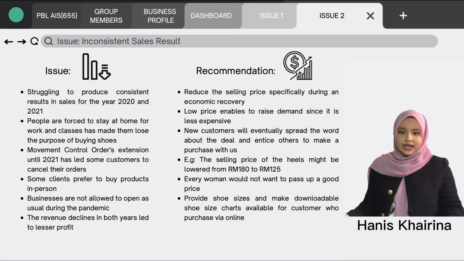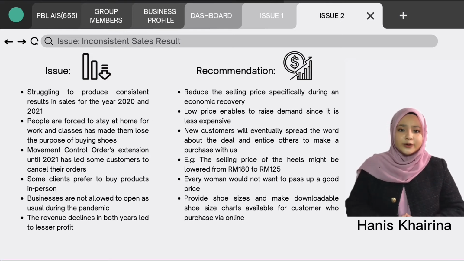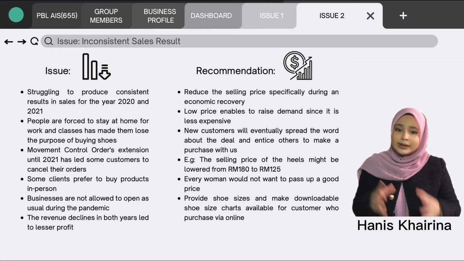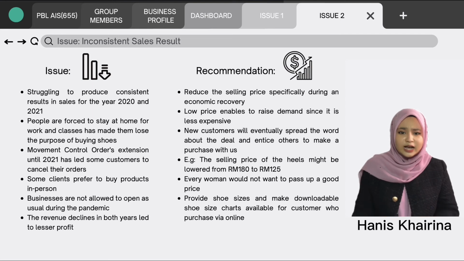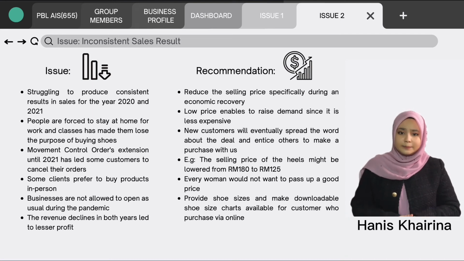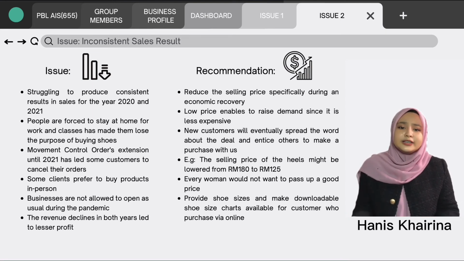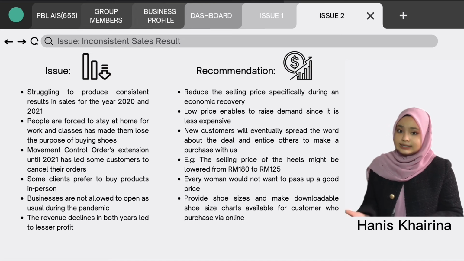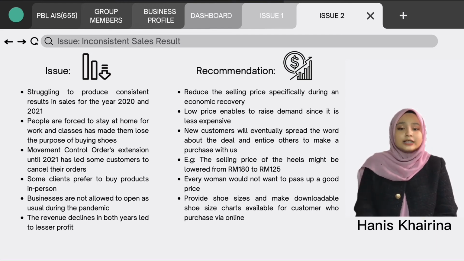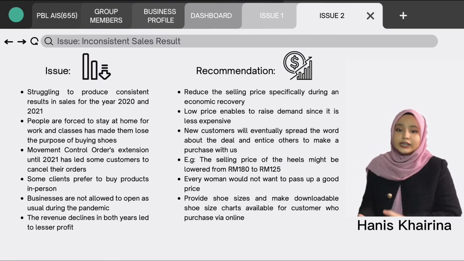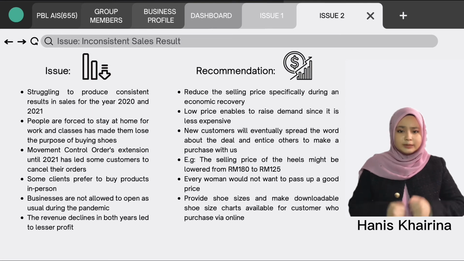In addition to that, some clients prefer to buy products in person. So, many transactions were unable to be completed since businesses were not allowed to open as usual during the pandemic. Besides, some buyers need to try on the shoes to determine their exact size. Thus, the inability to try the shoes has led to the decline in our sales. As a result, the revenue decline in both years led to lesser profit.